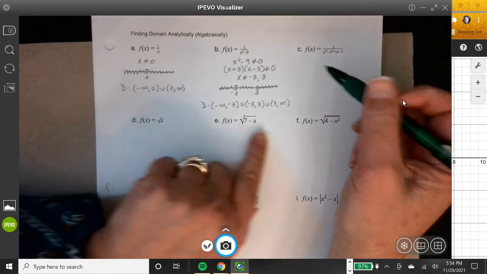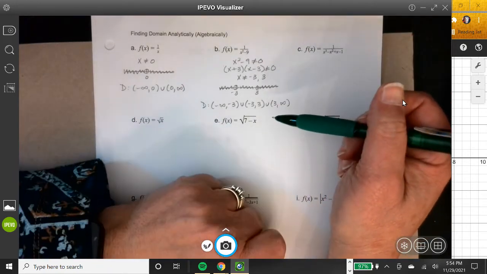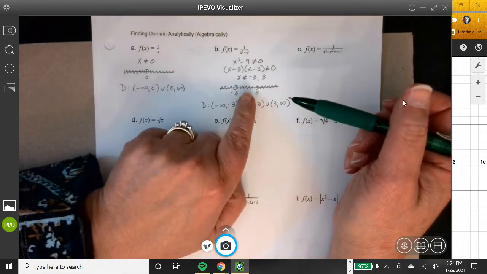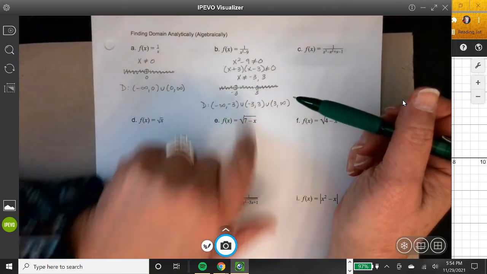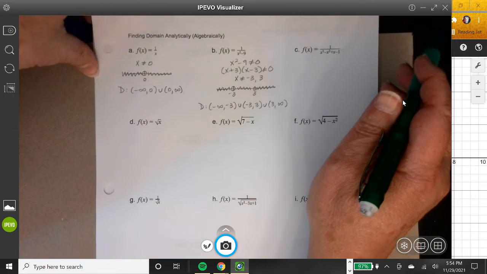Now my experience is if you don't do a number line, the majority of the mistakes come from people missing this middle interval. So be careful. That's why a number line is powerfully important.